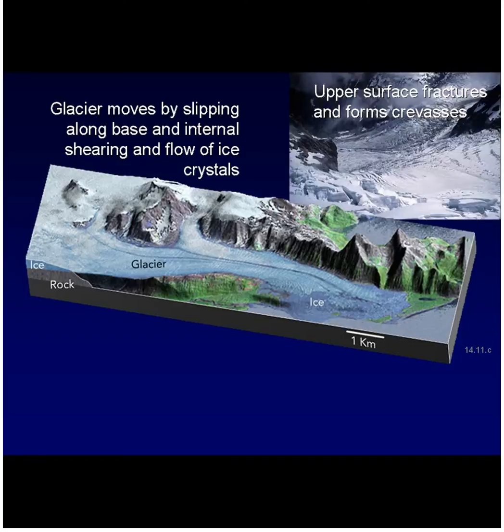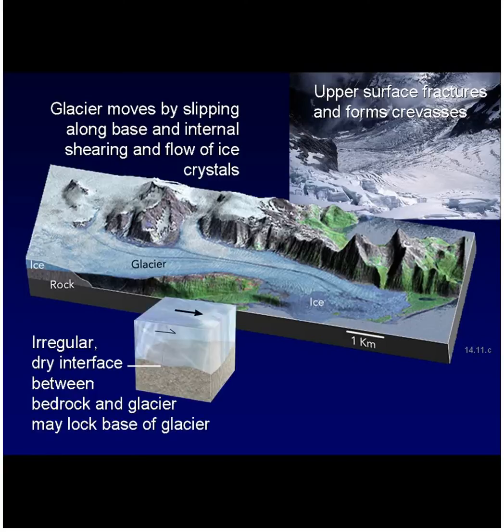Now, because of the shearing process, the internal shearing process, the upper surface fractures, and this is how we form crevasses. This is why it's all kind of dislocated and beaten up on the surface, and we've got crevasses and fractures and so forth.